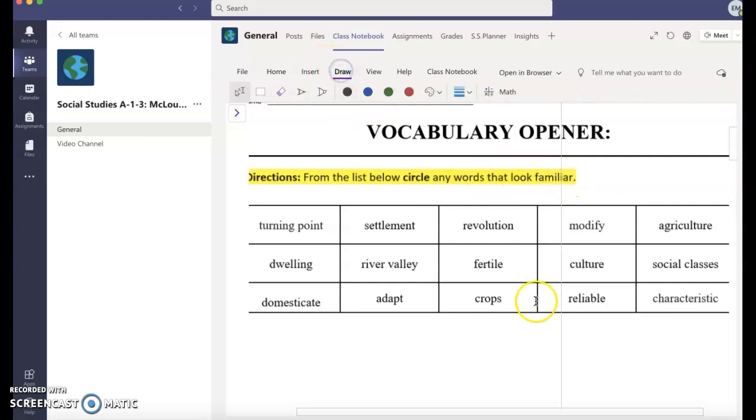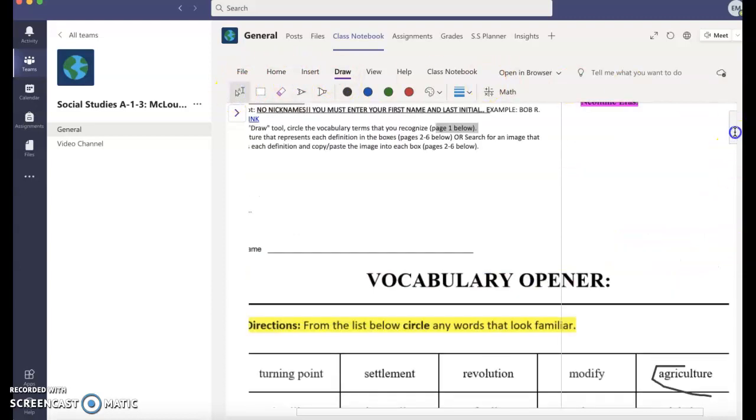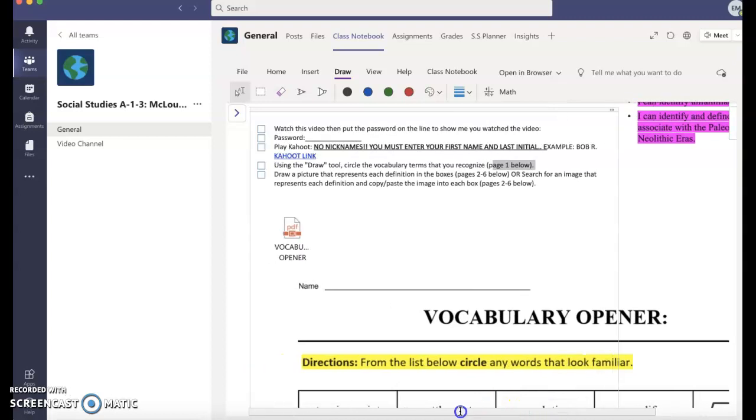So you would go to draw, and maybe I see agriculture, and maybe that word is familiar to me. Well, then you would press on a color and circle agriculture, if it looks familiar to you. And you would do that for all of the words that look familiar to you. Okay?